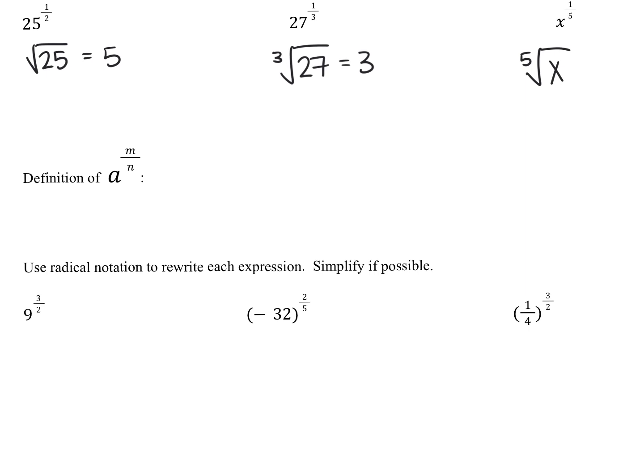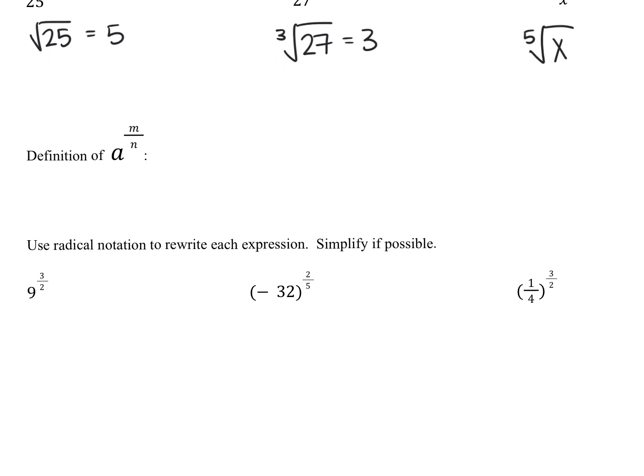I can also do an example where I have a to the m over n. So instead of my numerator being 1 in my fraction, it can be any number m. So a to the m over n, it's still the nth root of a, but a is also raised to the power of m. You can either write that m inside the radical or outside the radical. It doesn't matter if it's inside or outside in terms of the exponent.